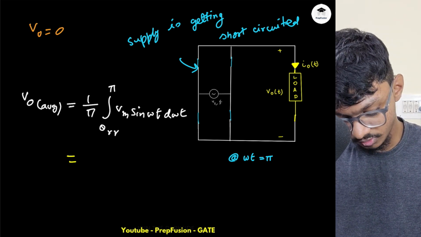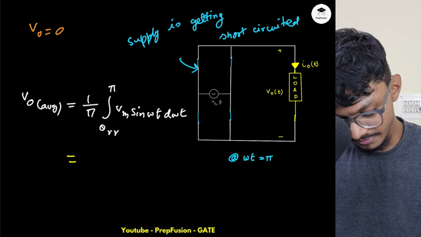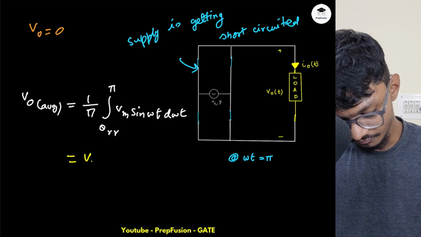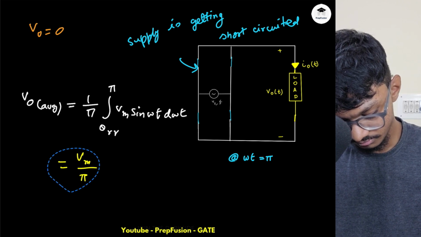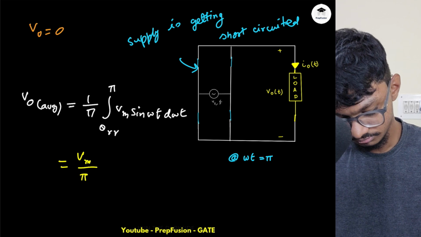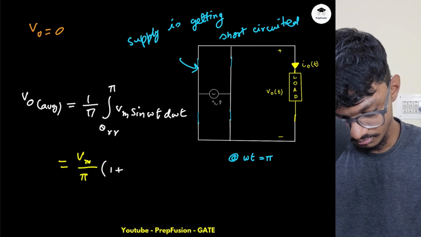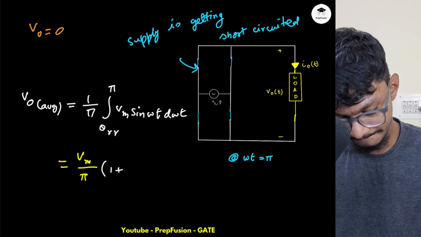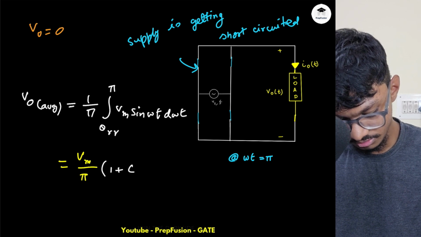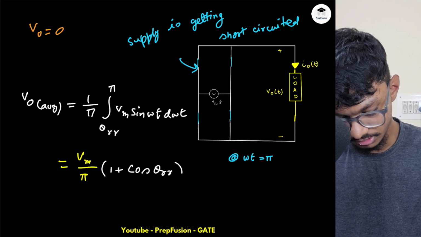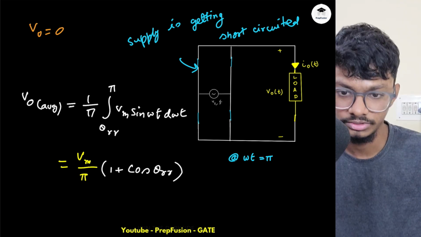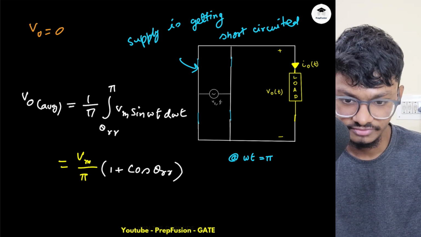So what will this value be? This will be simply Vm by pi into 1 plus cos theta. So this will be the value, basically. This will be the average voltage.